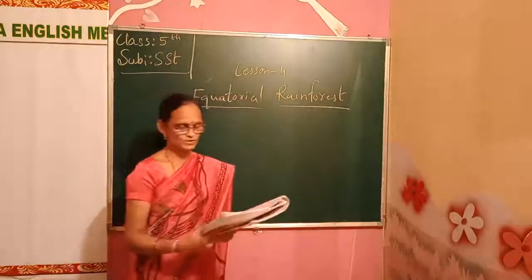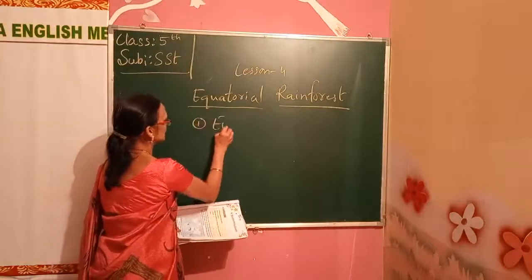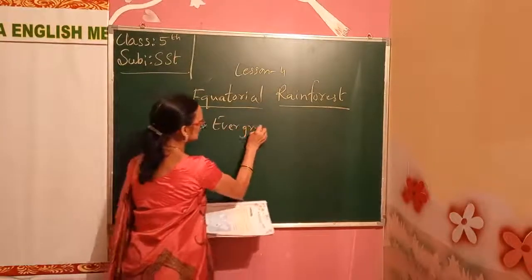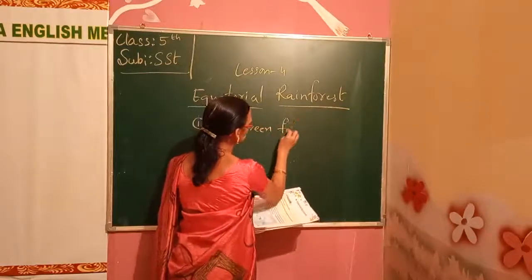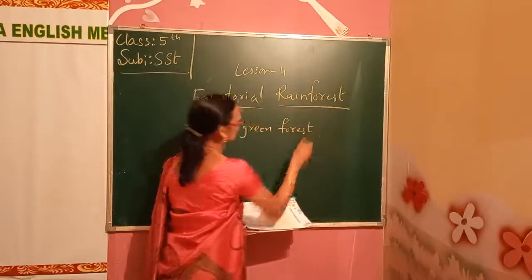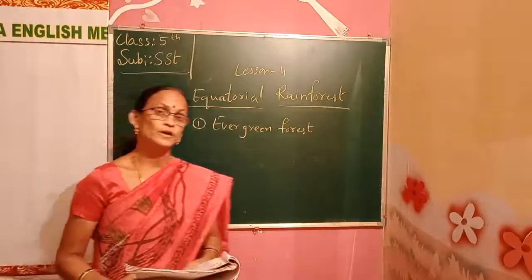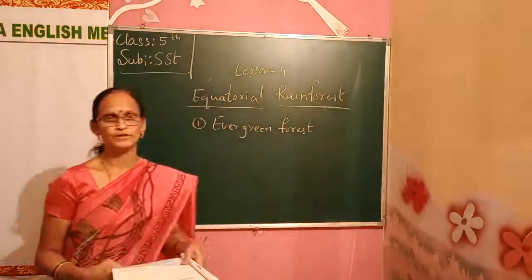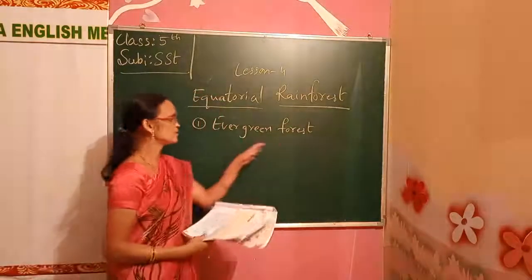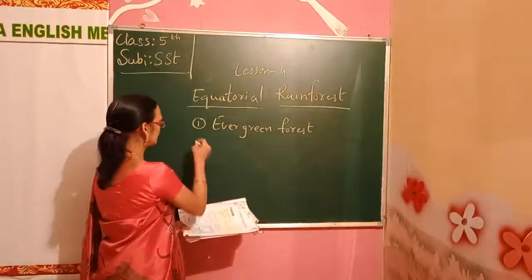There are 4 types of forest. What are they? Let us see here. First one is the evergreen forest. In this evergreen forest, the forest is always green in color. There is no shedding of leaves. Always the trees are green because there is more rainfall there. So these plants are always evergreen. This type of forest is called the evergreen forest.